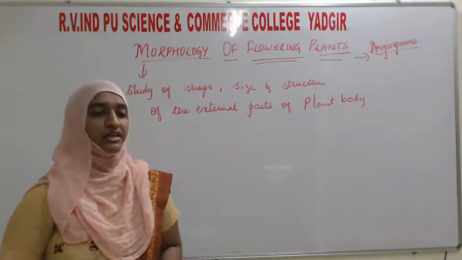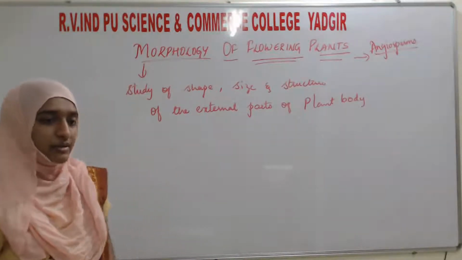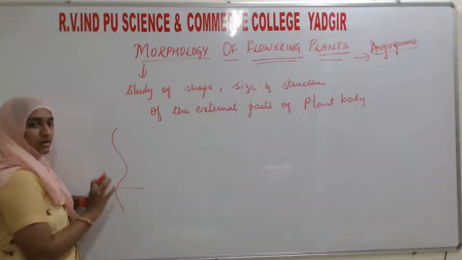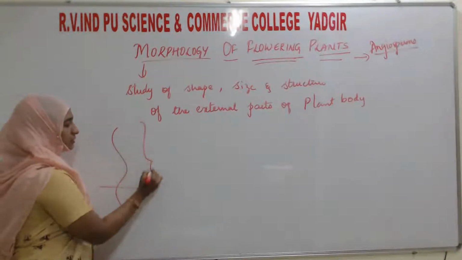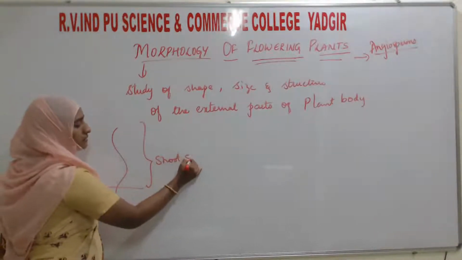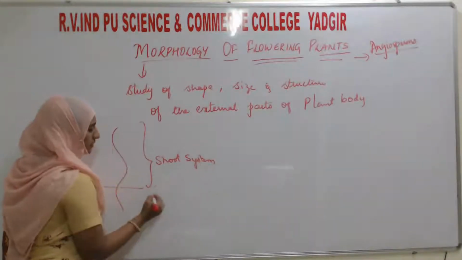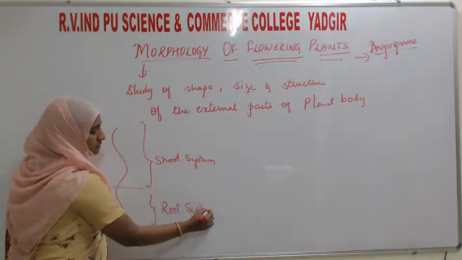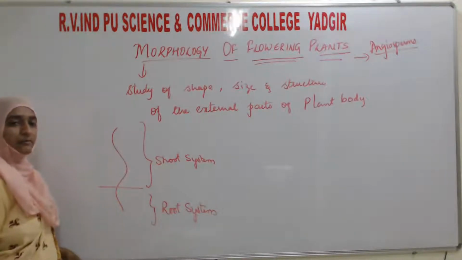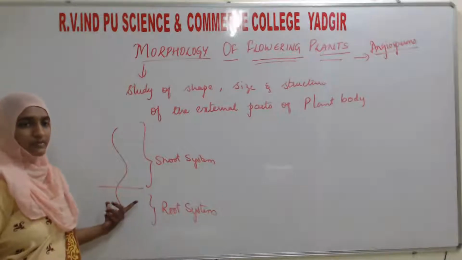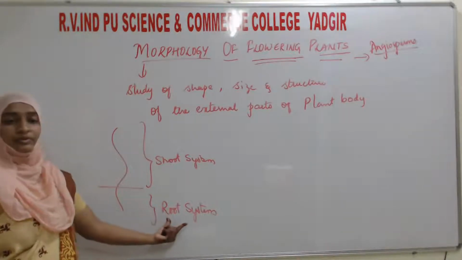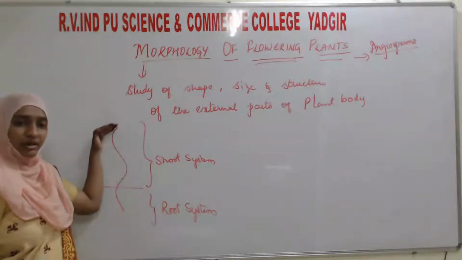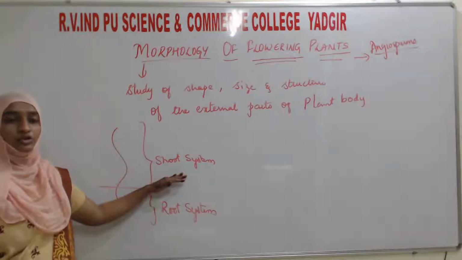So here, typically, a flowering plant is first of all divided into a shoot system and a root system. Whatever the underground part is, we call it the root system, and whatever the aerial part is, we call it the shoot system.